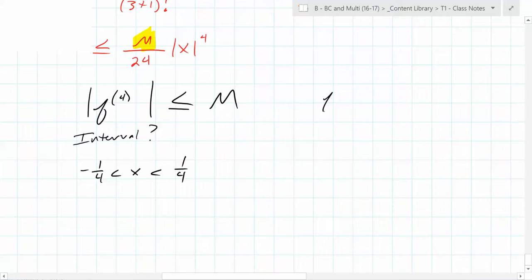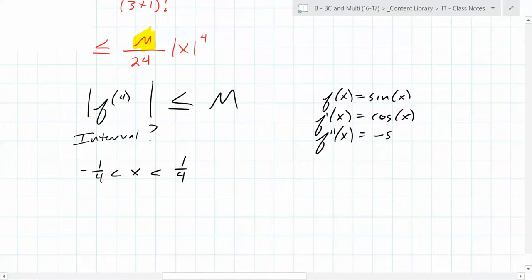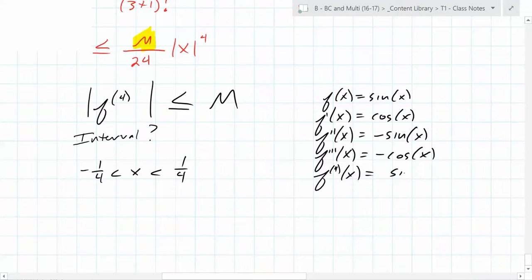So in this case, what's the function? It's sine, right? What's the derivative of sine? Cosine of x. What's the next derivative? Negative sine of x. I love how that divergence happens. The third derivative? Negative cosine. And what's the fourth derivative? Sine of x.